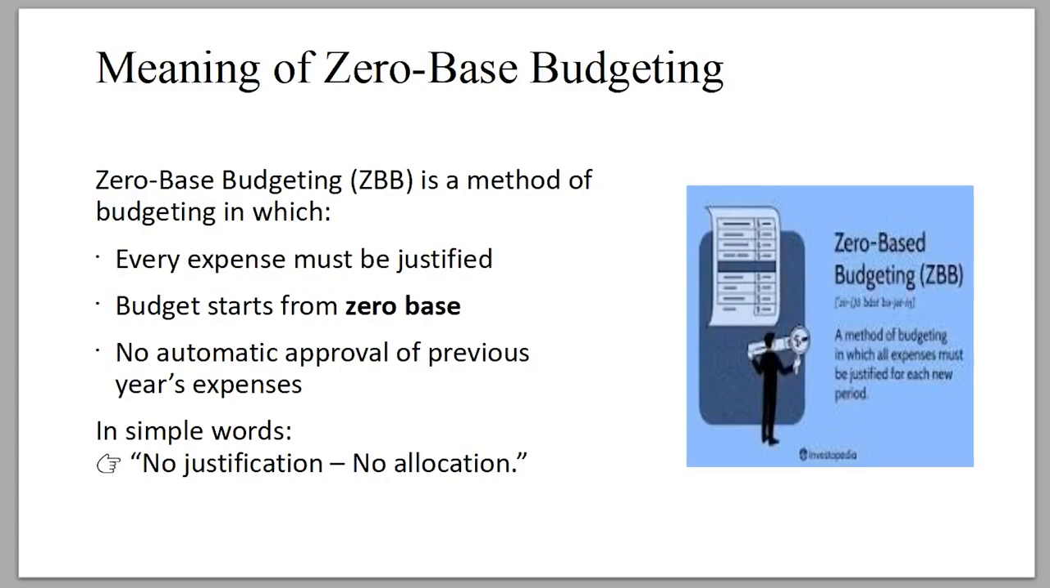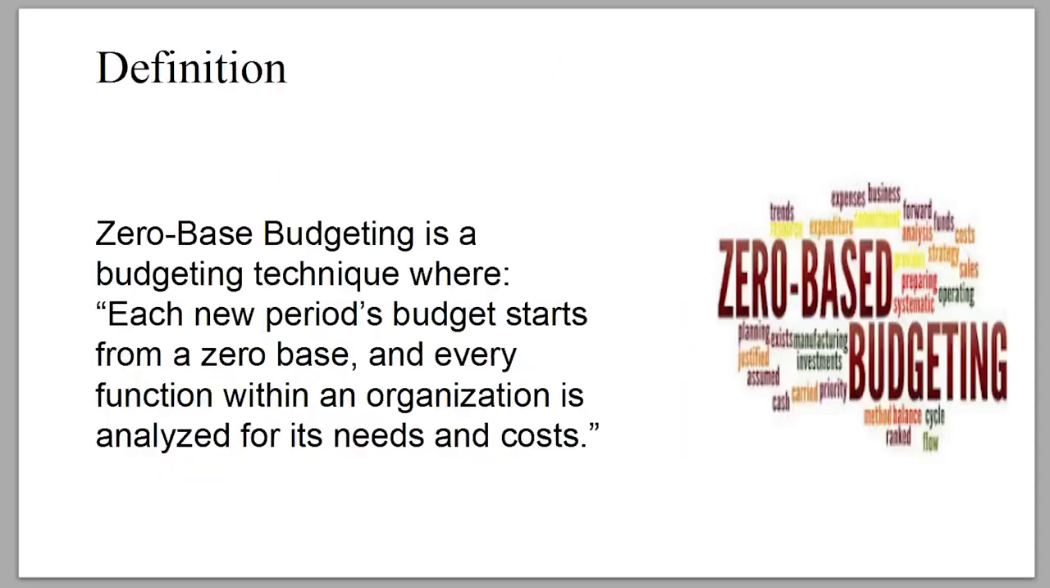In zero based budgeting, every year starts from zero. Yes, of course, zero. No past reference, no automatic approval, no blind continuation. Every rupee must be justified. If you cannot justify it, you don't get it. Simple. Zero based budgeting is a method where each new budget begins from zero base and every activity must be justified before funds are allocated. In simple words, no justification, no allocation.